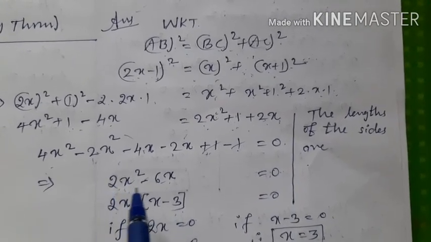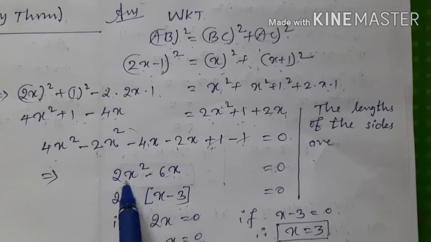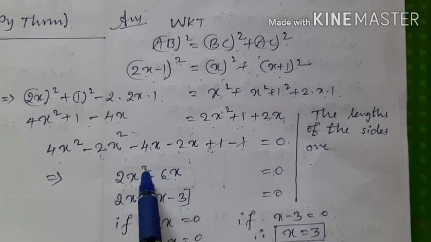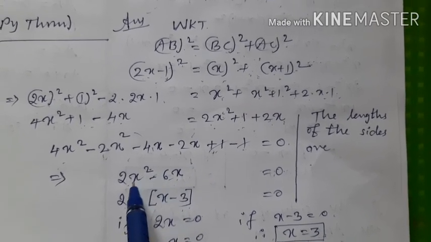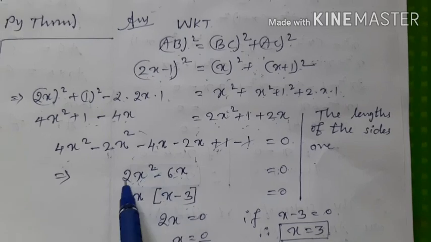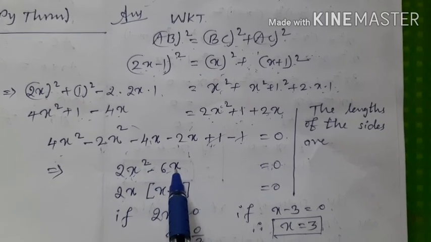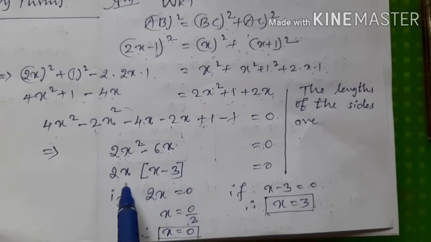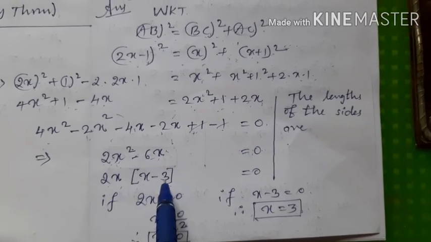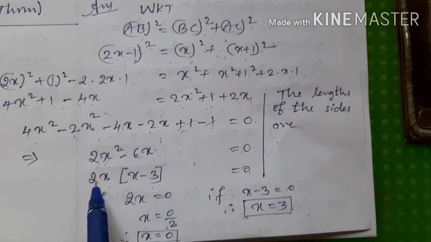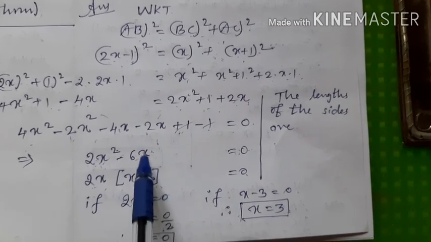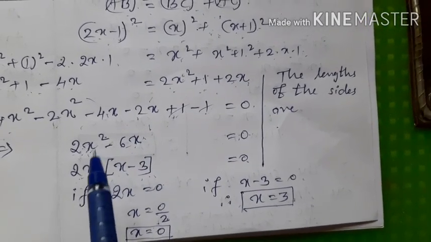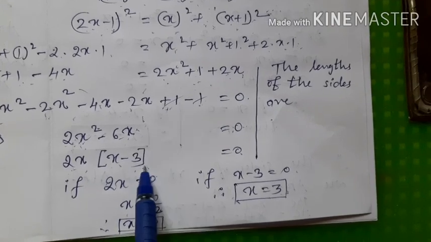See here children, this is the quadratic equation in x because the variable is x and here the variable's power is 1. Here variable power is 2. Therefore, the highest power of the variable is 2. That's why it is a quadratic equation in x, right? In both the terms, 2x is common. Therefore, 2x into x minus 3 is equal to 0 because 2x into x is 2x square, 2x into minus 3 is minus 6x. Therefore, I have factorized this quadratic equation as 2x into x minus 3.